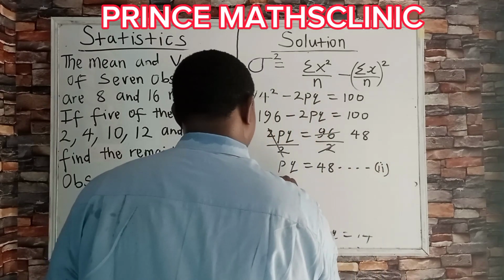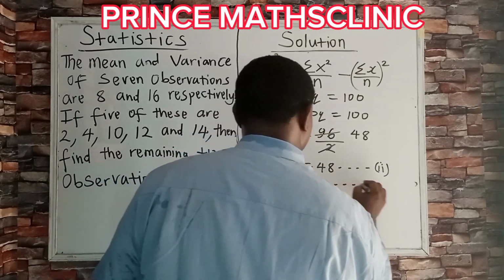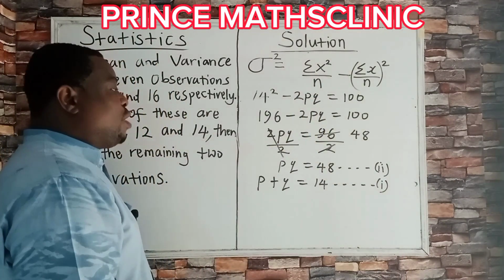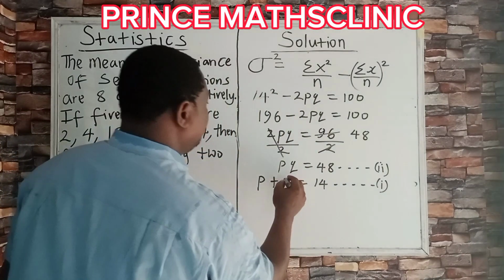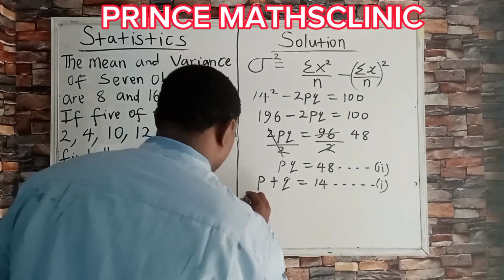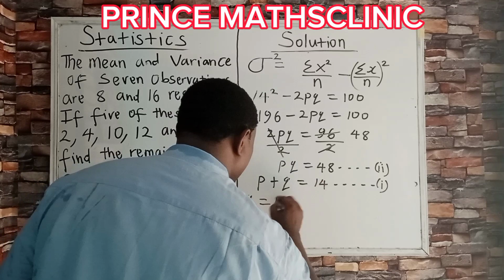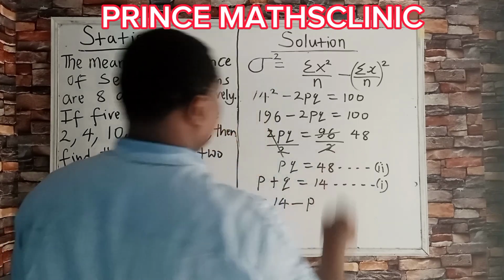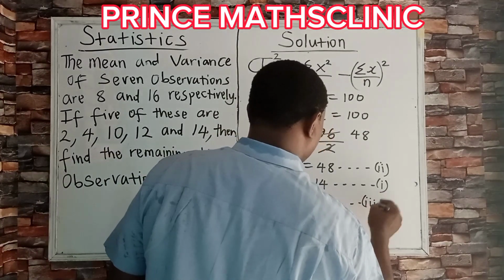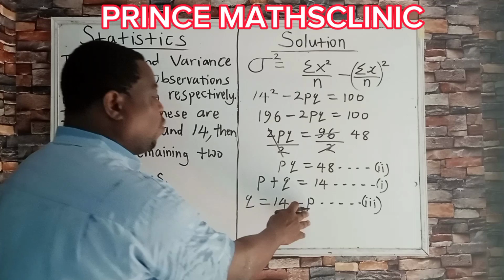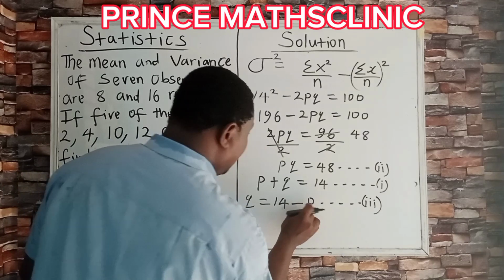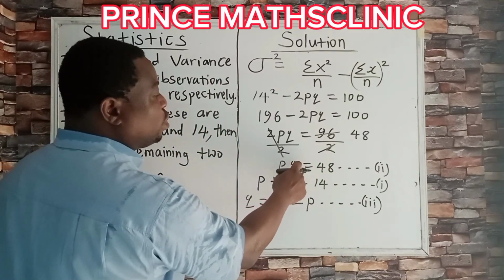And remember that p plus q equals 14 is my equation 1. Solving this simultaneously, from equation 1, I want to make q the subject. I want to make q stand alone. From 1, q will now become 14 minus p. If you like, I can call this equation 3, because equation 3 will help me obtain my value for q when I get the value for p. So I'm going to substitute 14 minus p to replace q in equation 2.